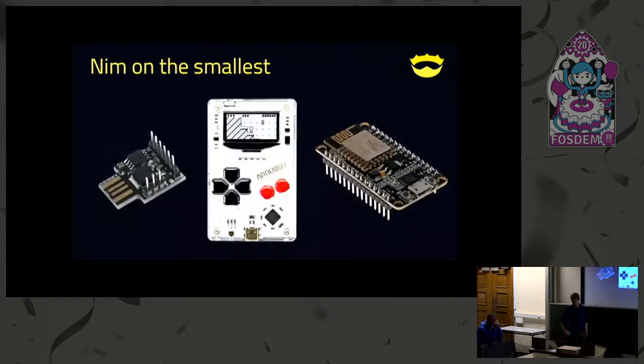So, what we're actually here to talk about, Nim on everything. So let's start with the smallest. These are all things you can program with the Arduino IDE. This one is a DigiSpark. It has 4 kilobytes of accessible memory, or it has 6, but 2 of those are used for the bootloader. And Nim runs on that.